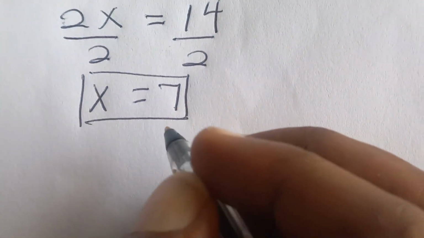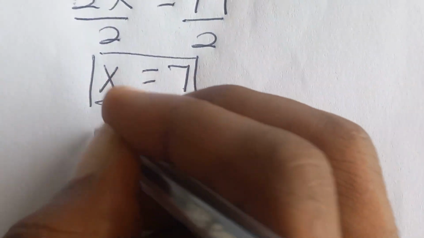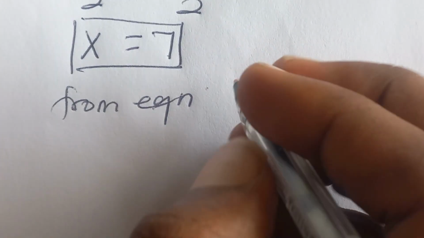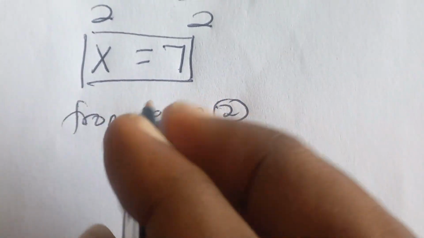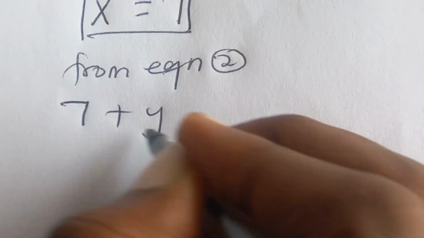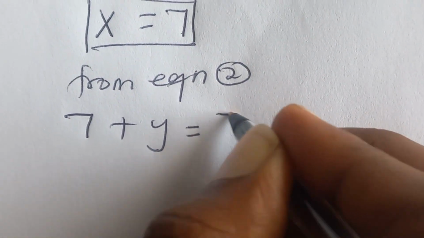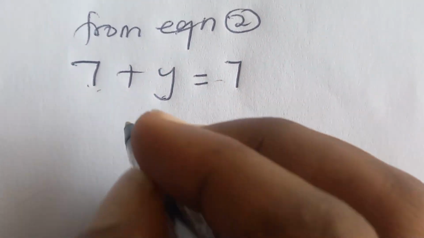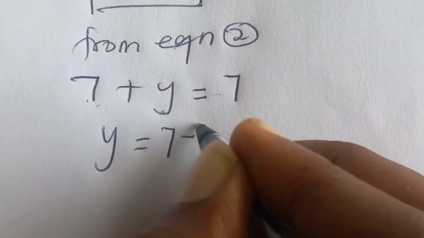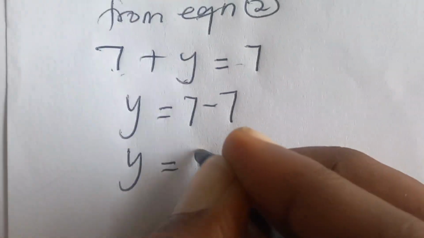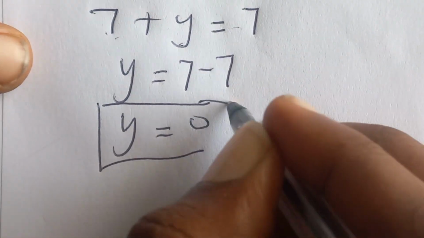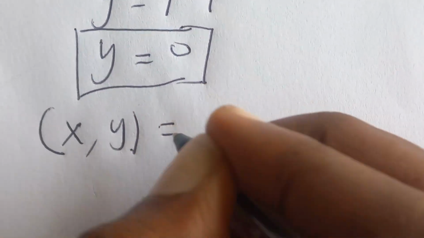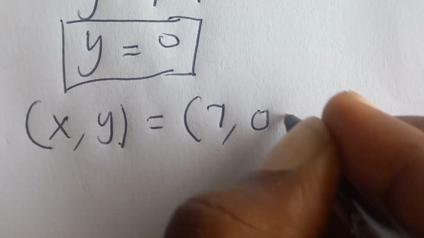So we have to look for the value of y. From equation 2, that's 7 plus y is equal to 7. So y is equal to 7 minus 7. So our y is equal to 0. So we get (x, y) is equal to (7, 0).